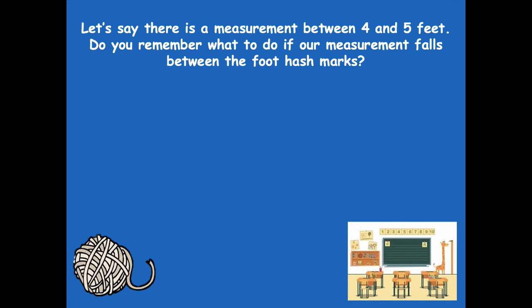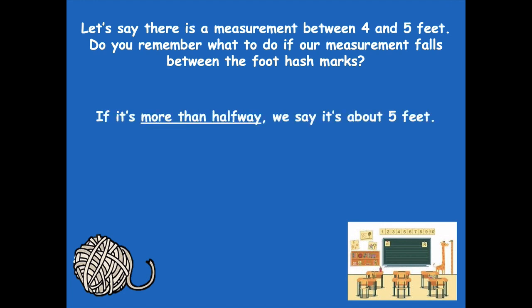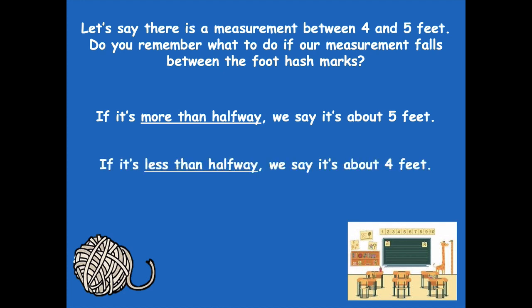Oh, I hear some good conversations there. So if it's more than halfway, we say it's about 5 feet. If it's less than halfway, we say it's about 4 feet. Okay, so that's kind of like when we're doing our rounding, right? And we're going halfway. If it's a little more than halfway, we go up. If it's less than halfway, we go down. Same thing applies when we're measuring.